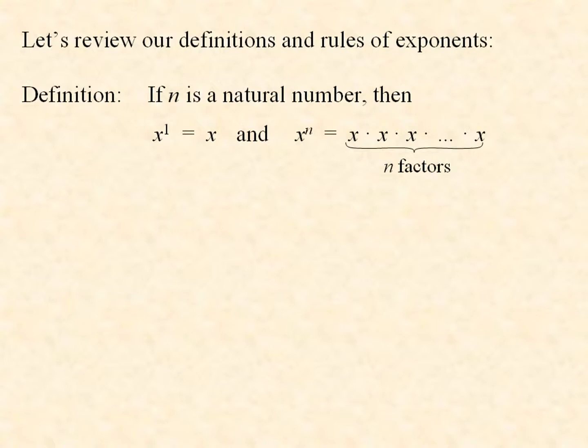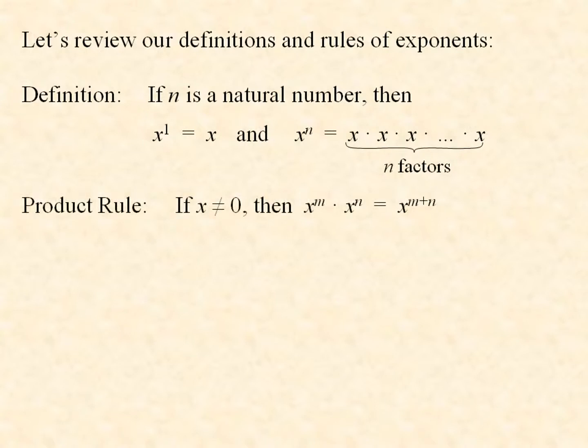If n is a natural number, then x to the 1 is x, and x to the n, where n is bigger than 1, is x multiplied by itself n times. Then we have the product rule. If x is not 0, then x to the m times x to the n is x to the m plus n. For example, x squared times x cubed is x to the 2 plus 3, which is x to the 5th.